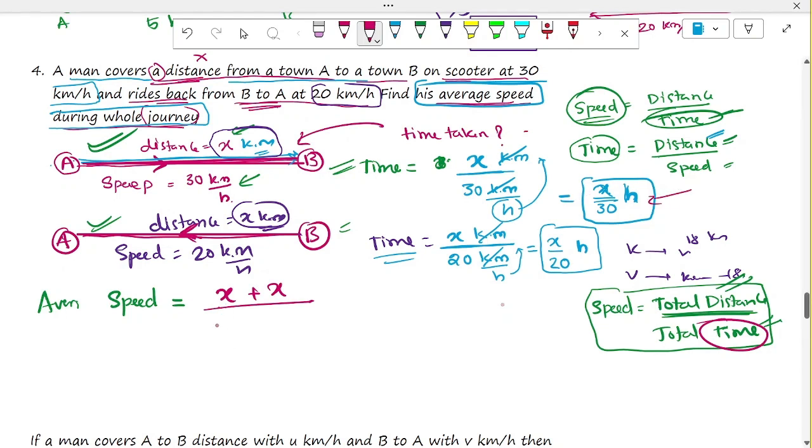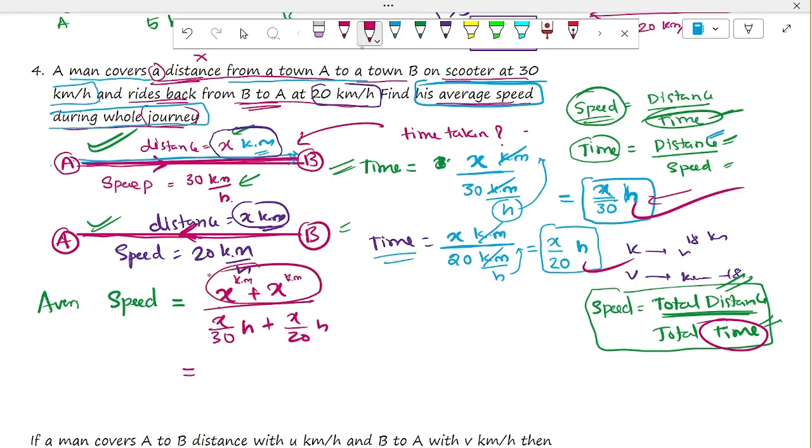Initially he took this much time, x divided by 30, plus, as I have told, don't forget the units. This is kilometer, and this is actually hours. x by 30 hours first, and then next he has taken x by 20 hours. So this will be equal to what?